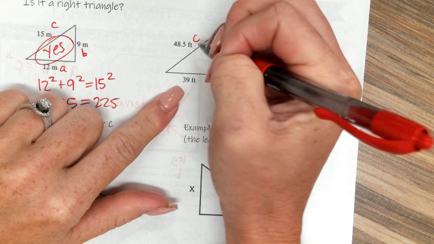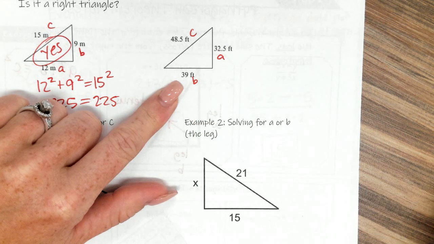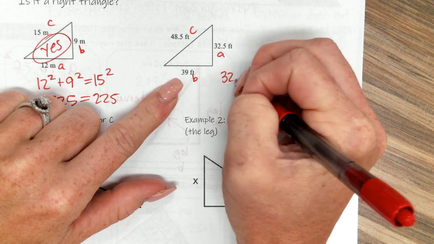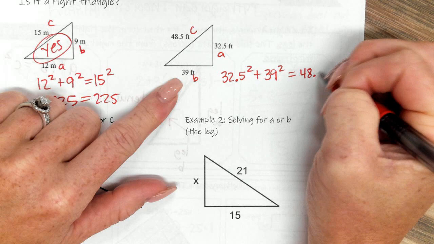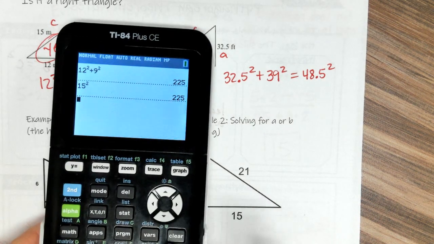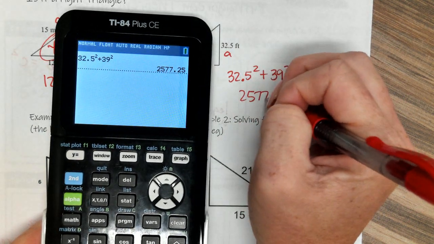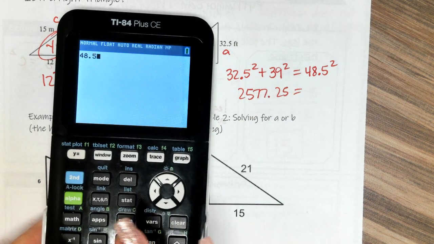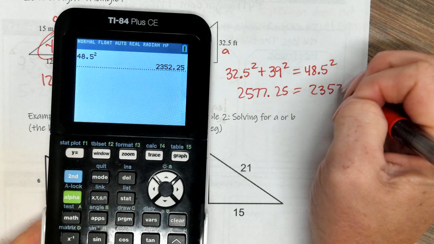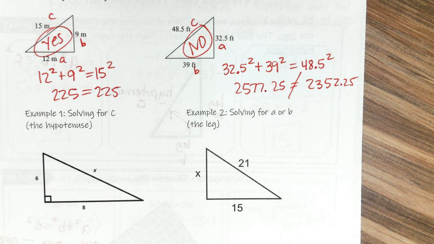Okay, this had to be the C if it's a right triangle because it's the biggest side. So you would say either A or B. It doesn't matter if you did it different than me. Is 32.5 squared plus 39 squared equal to 48.5 squared? So I say 32.5 squared plus 39 squared is 2577.25, and 48.5 squared is 2352.25. Do those equal? So this does not form a right triangle. Are y'all good? Yes or no?